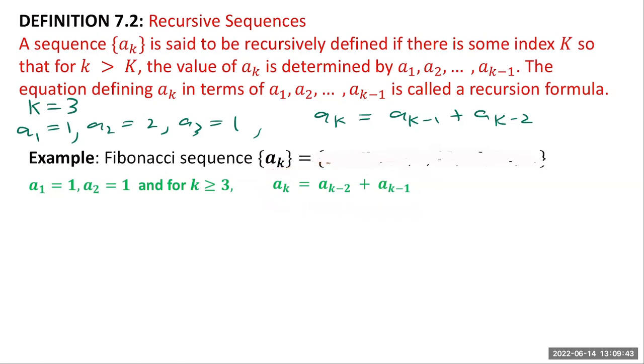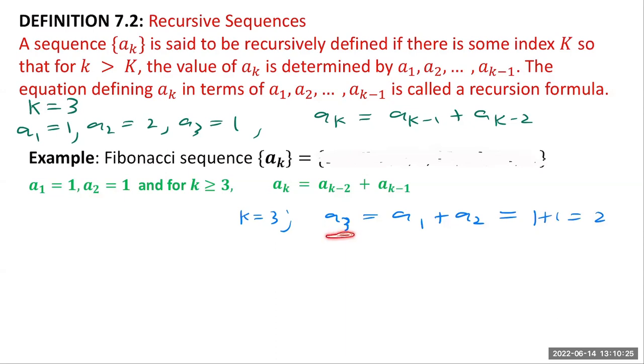To calculate A3, I'm going to plug in k equal to 3 in this formula. What do I get? A3 on the left-hand side, and on the right-hand side, 3 minus 1 is 2, so that is A2, and 3 minus 2 is 1, so that is A1. That is A1 plus A2. Notice that A1 and A2 are both known, they are given to us, so I can plug in those numbers. This is going to be 1 plus 1, which is 2. Now I know the value of A3.